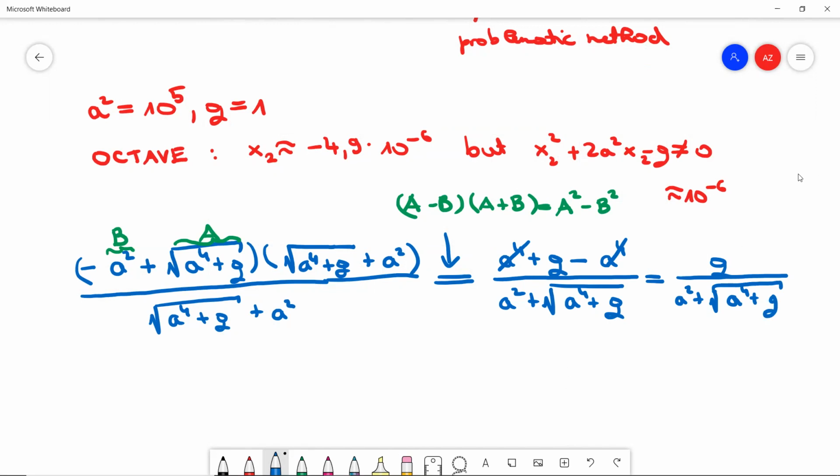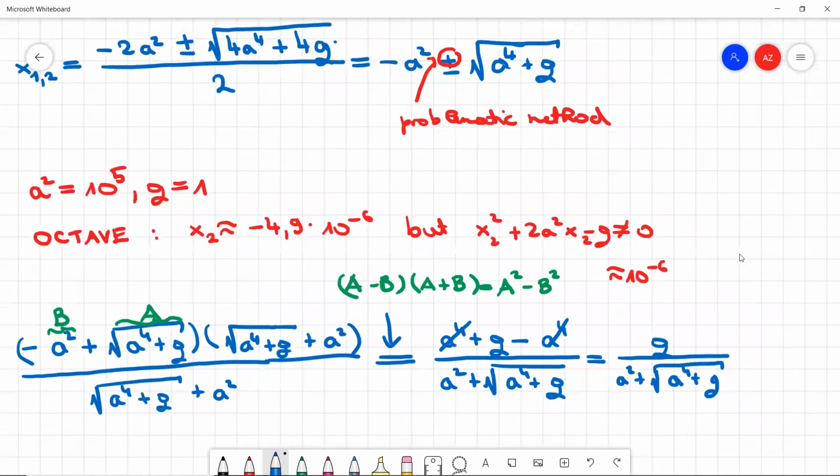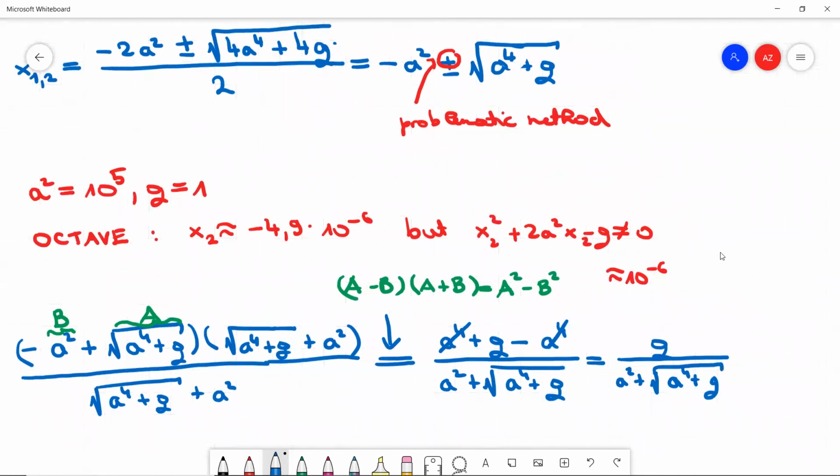And I claim that this is more stable. And why? This is more stable because here we don't subtract two numbers which are almost the same. So we have a squared here and a squared here, but we add them. So we don't subtract them, and those decimal places which are not neglected do not cancel. They're just doubled. So there won't be problems because of these numerical errors.